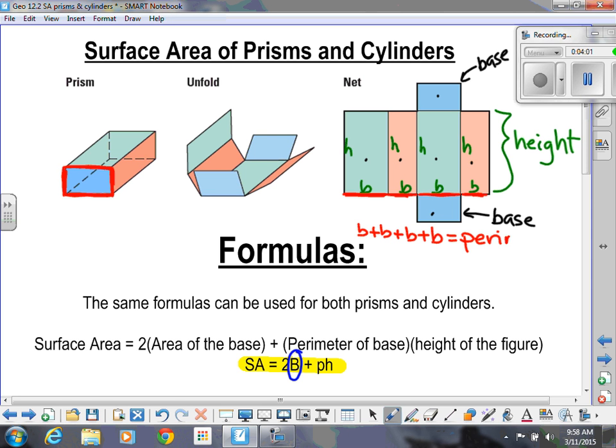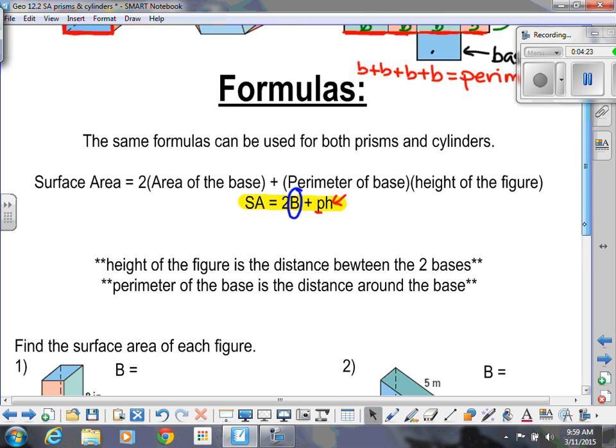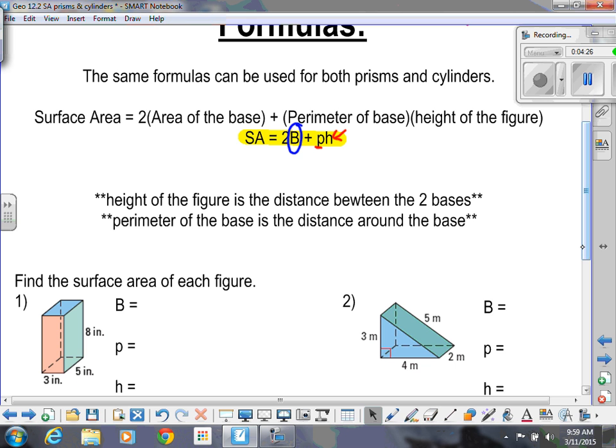of the base. So that's why, rather than doing each of those individually, we're going to say that's the perimeter of the base. And then instead of doing each of those individually, we're going to do times 1 single height, because they're all the same height. So that's where we're getting the perimeter and then the height in our formula. So if I scroll down here, I want to make sure we understand that when we say height, that is the distance between the 2 bases. And when we say the perimeter, we are talking about the perimeter of the base, the distance around the base.